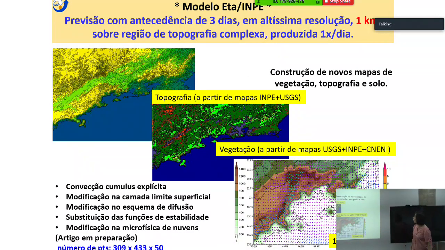So more of the model operational runs. This is a 1 kilometer run. This is to capture very complex topography in the south. This is between Rio de Janeiro and São Paulo. There is a nuclear power plant that needs very detailed information of wind and temperature in that region. So we have daily runs of 1 kilometer over a certain area.